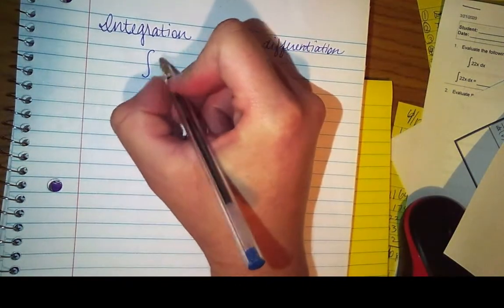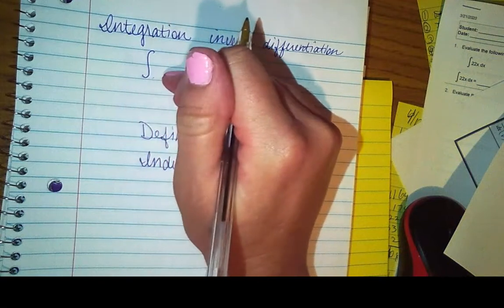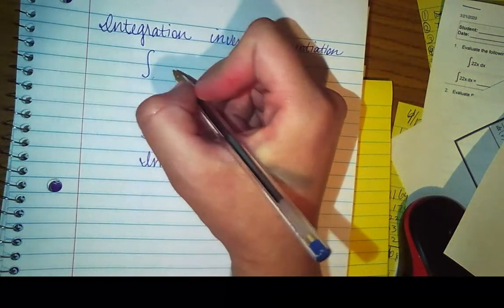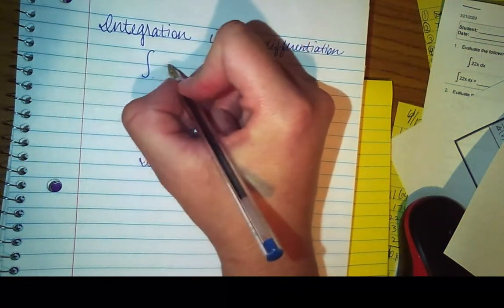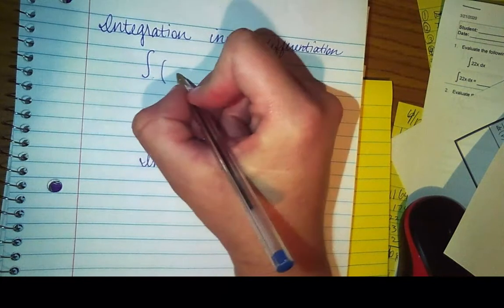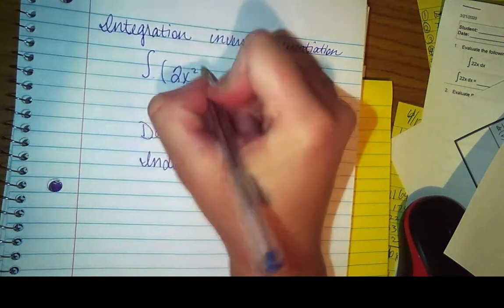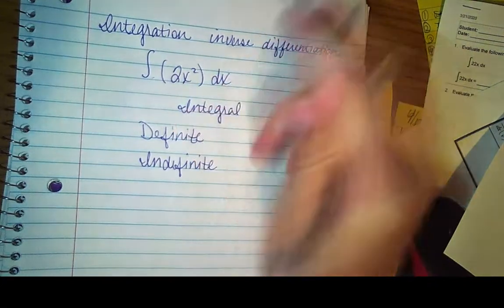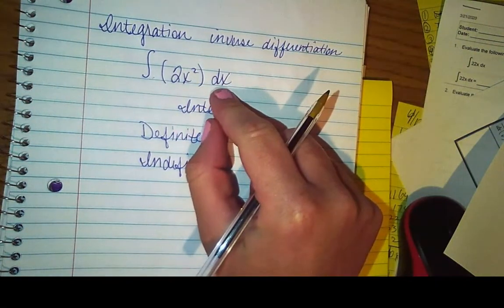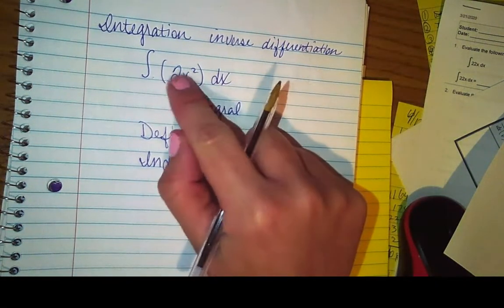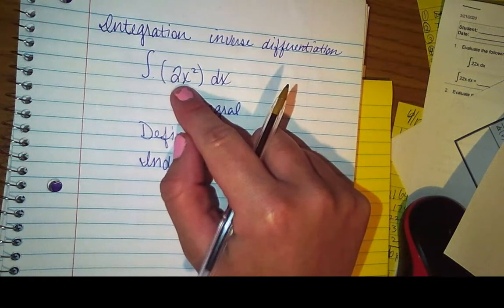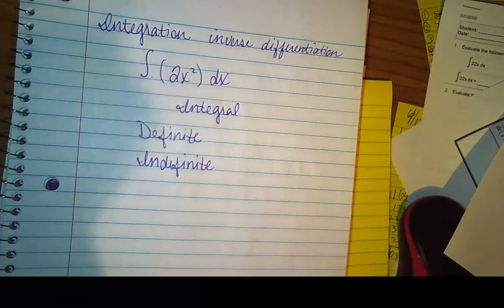The function that we're going to put after the integral is called the integrand. I'm just going to make something up: 2x squared, and then dx. dx means I've taken the derivative of something. The process of integration is going to be undoing that.